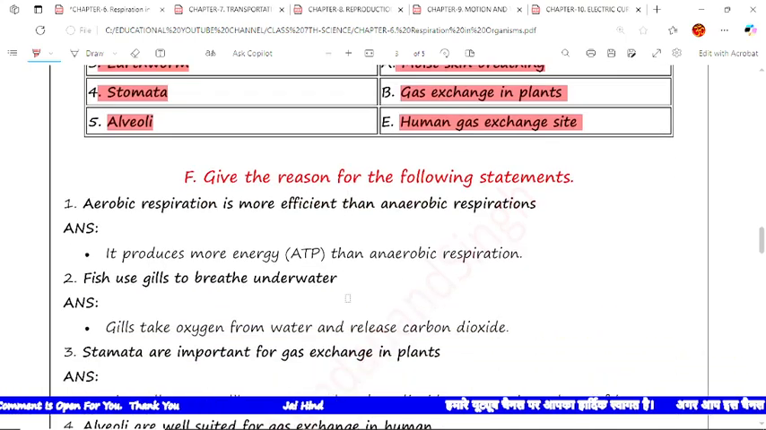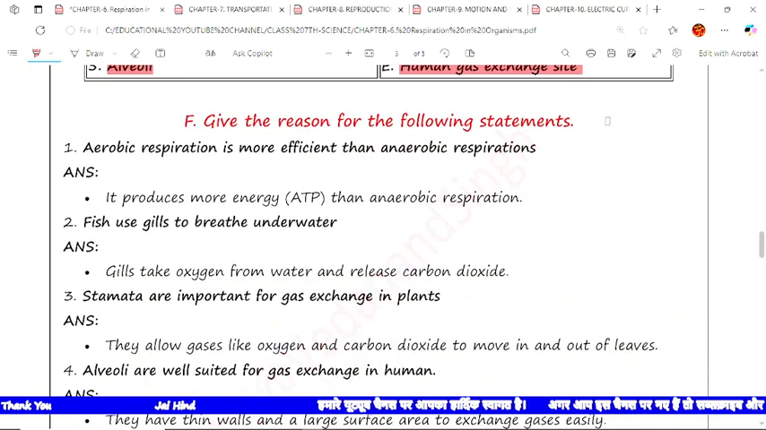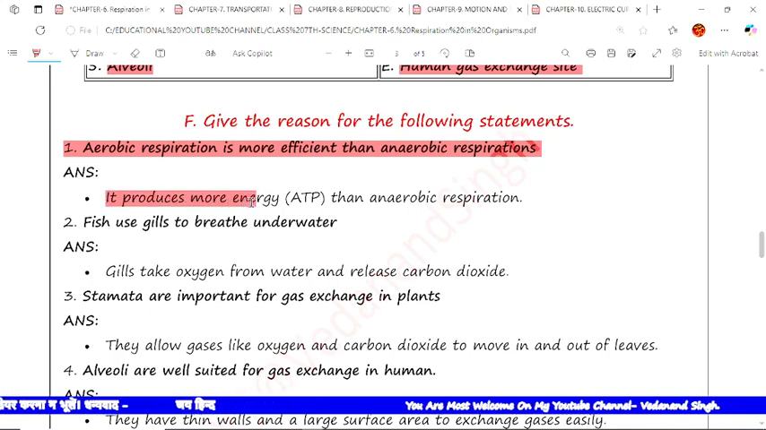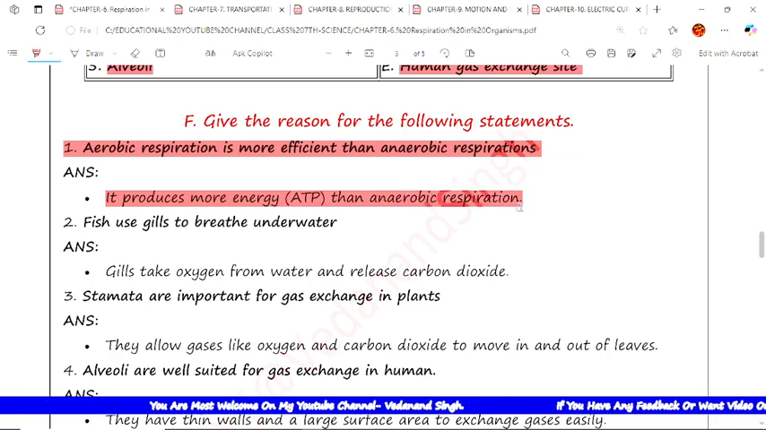Now the next part of the question is, give the reason for the following statements. Means some statements are here and we have to give the reason. The first statement is, aerobic respiration is more efficient than anaerobic respiration. The reason is, it produces more energy, that is ATP, than anaerobic respiration. Next sentence is, fish use gills to breathe underwater.